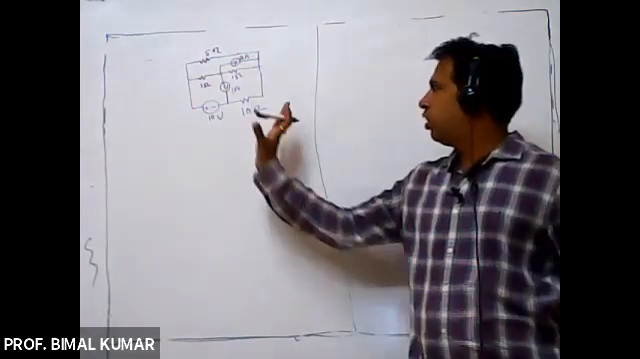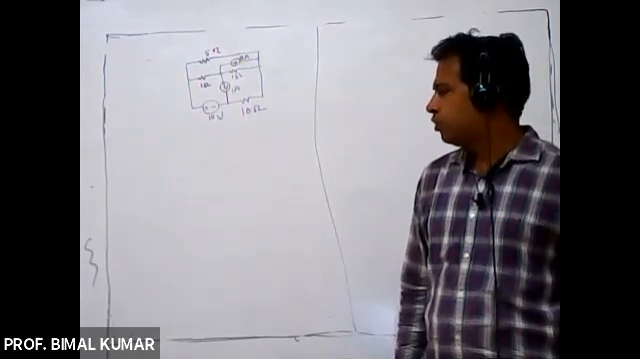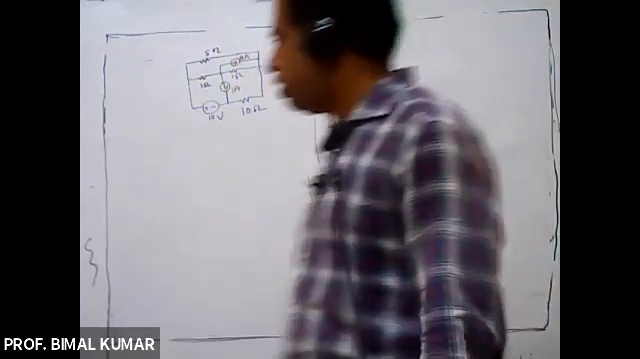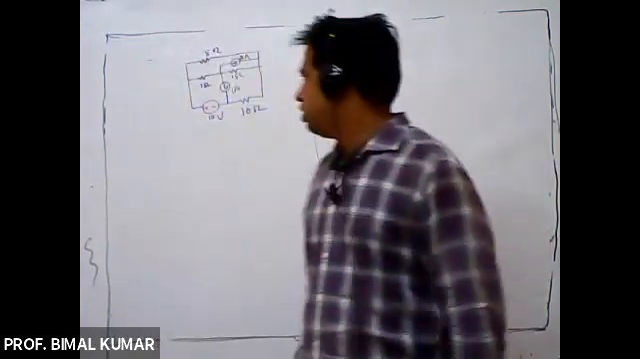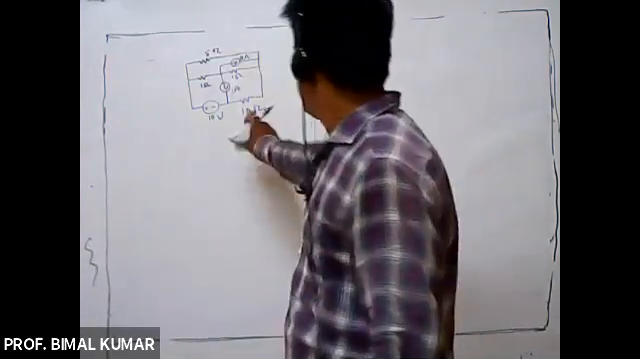Here, this is the circuit diagram given, and the question is: find the current in the 10 ohm resistance. It is not particularly mentioned which theorem is to be utilized. So it is your choice. In this case, you may use any theorem for the calculation of the current in this 10 ohm resistance.